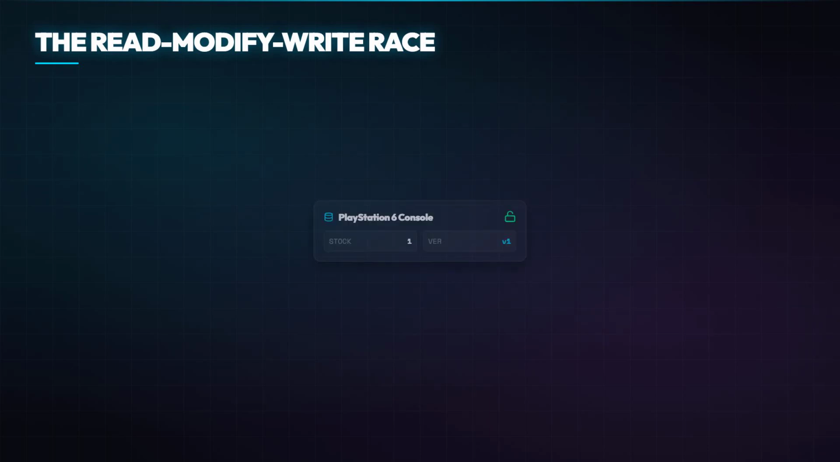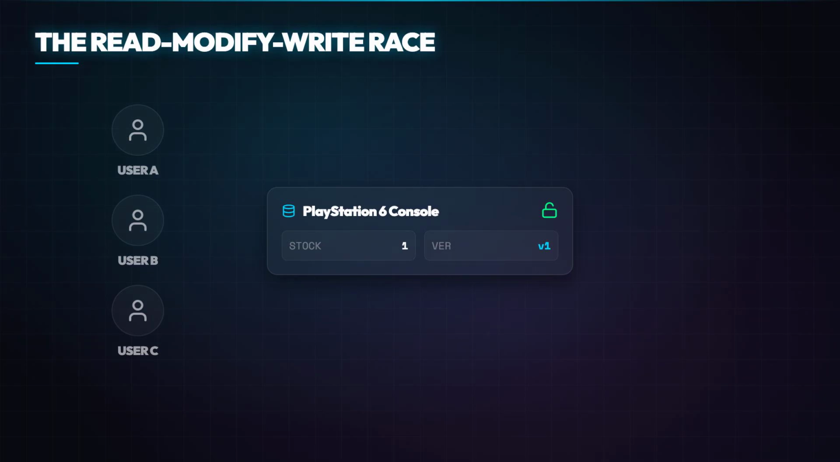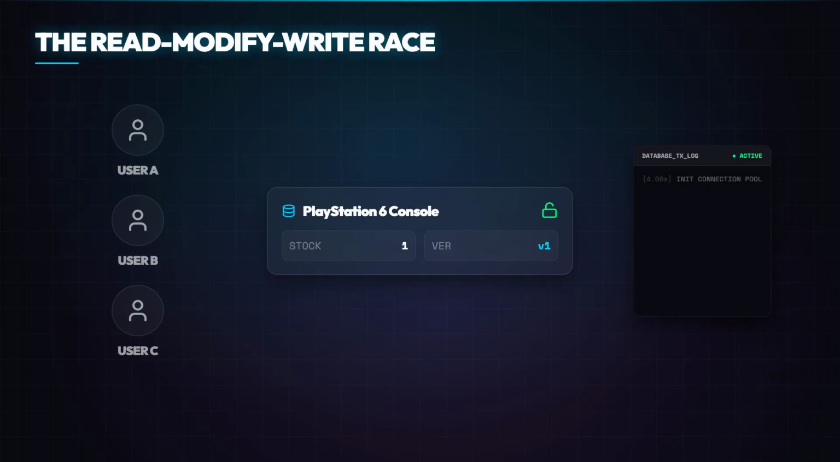You're building an e-commerce checkout for the last PlayStation 6 in existence. Suddenly, 3 users click buy at the exact same millisecond. Welcome to the read, modify, write race condition, the silent killer of data integrity.